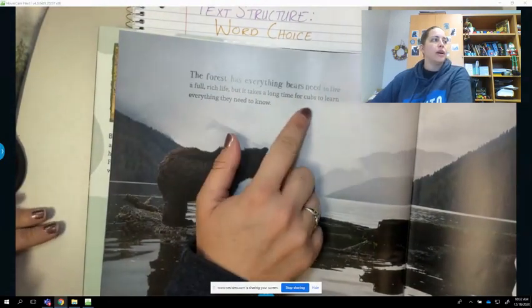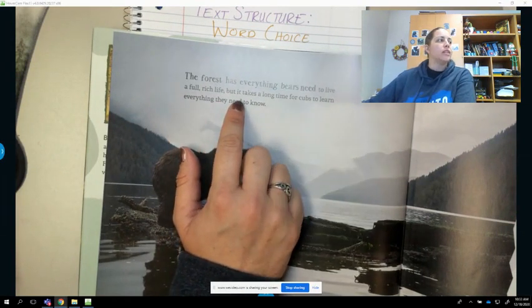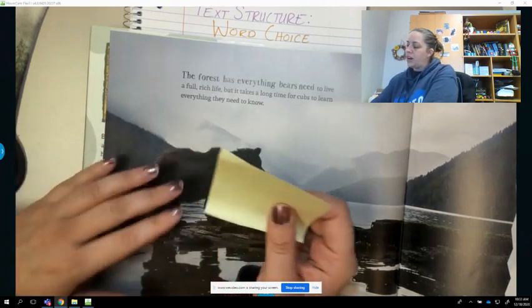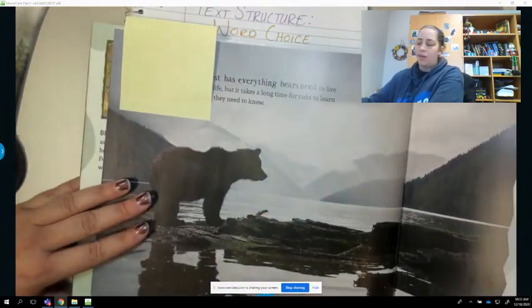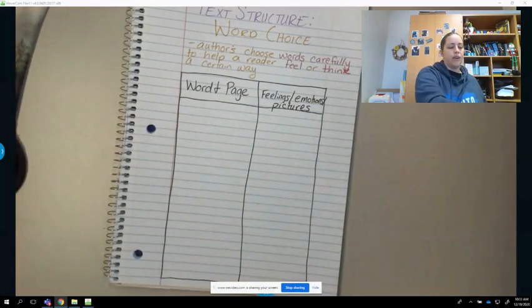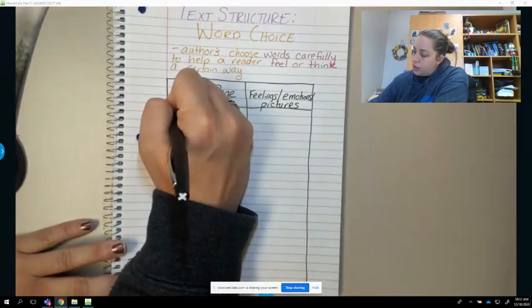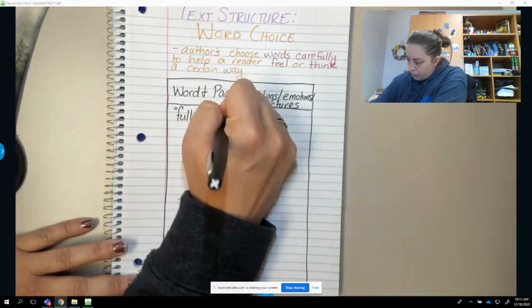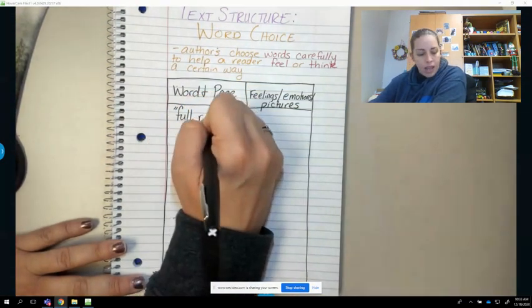The forest has everything bears need to live a full, rich life, but it takes a long time for cubs to learn everything they need to know. That text right there, a full, rich life, made me stop and think that maybe the author chose that text very, very specifically. So we're going to write down on our paper just the quick phrase, full, rich life. And this is on page 3.